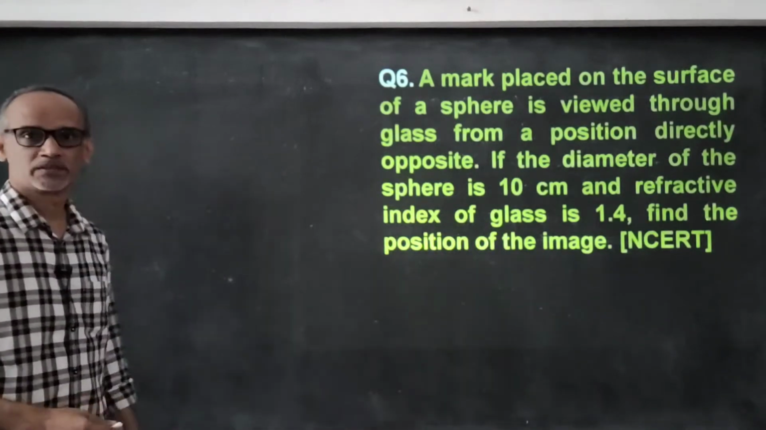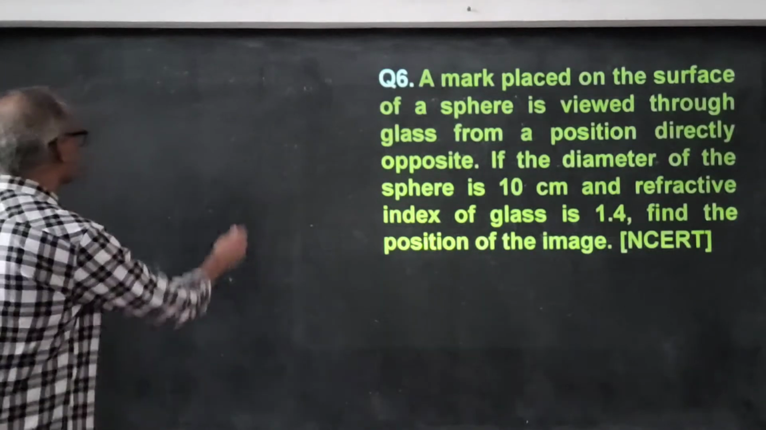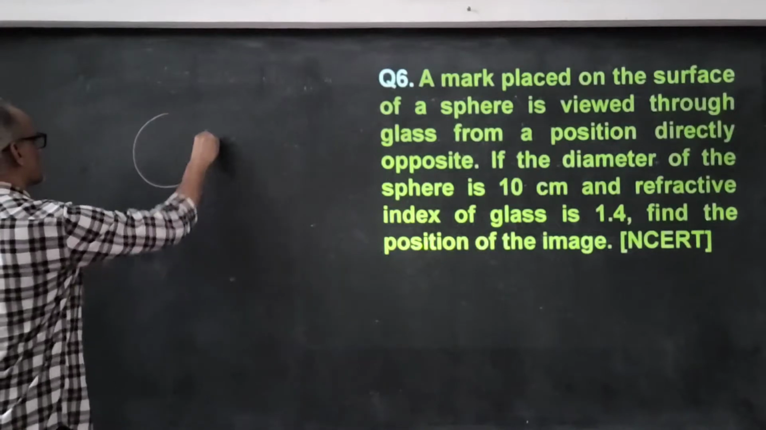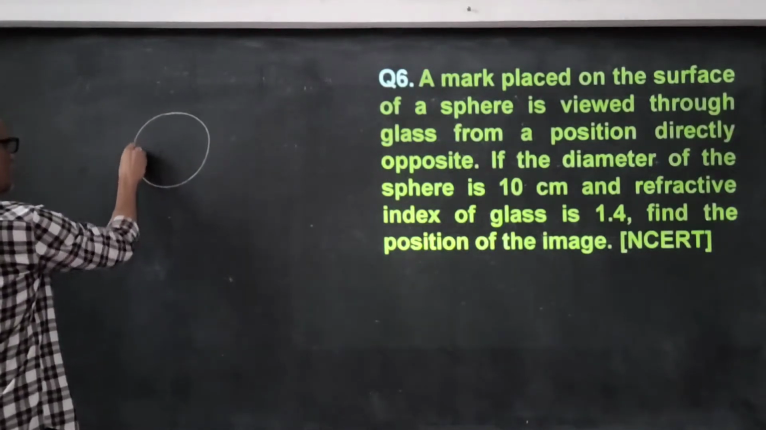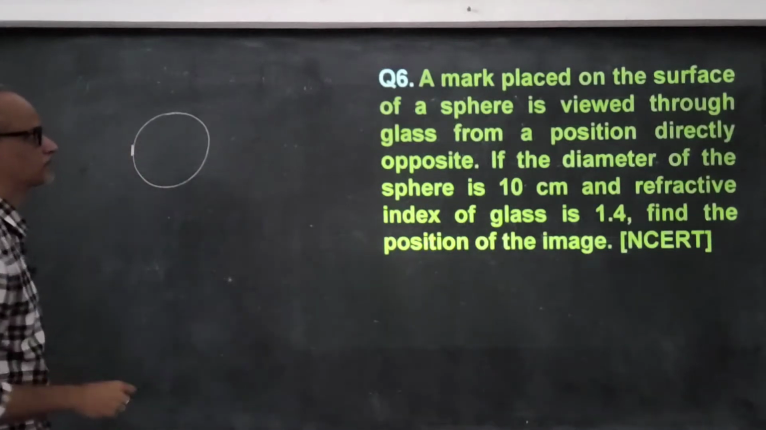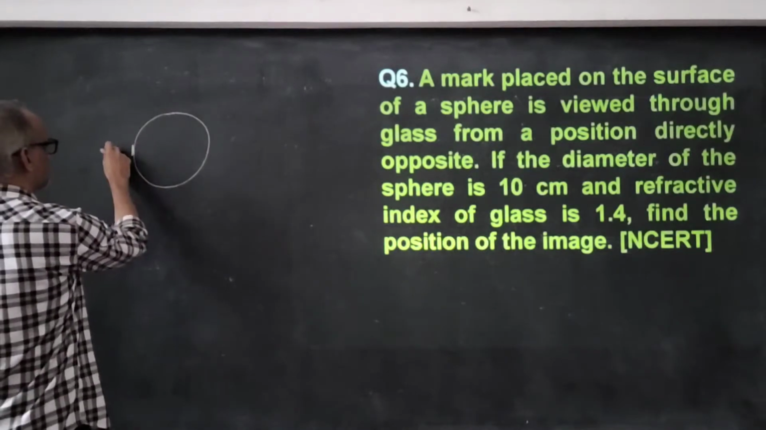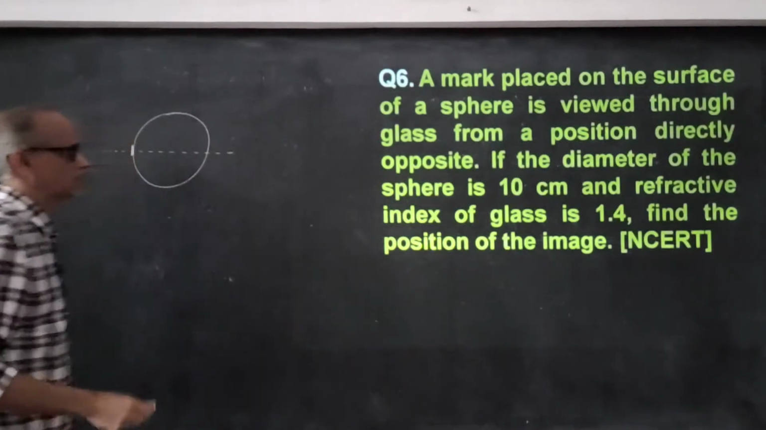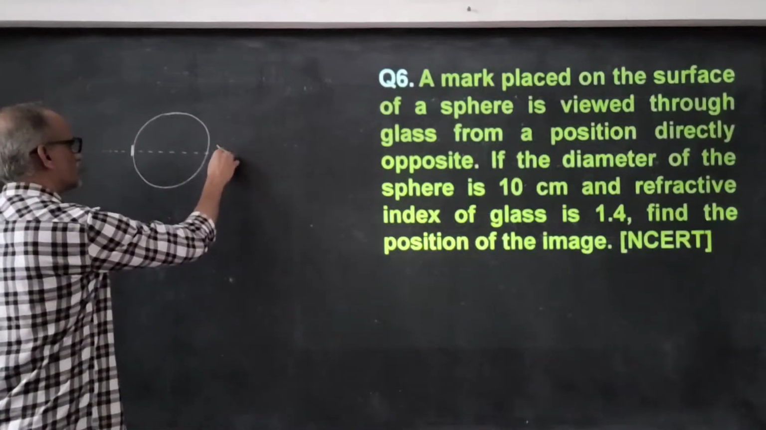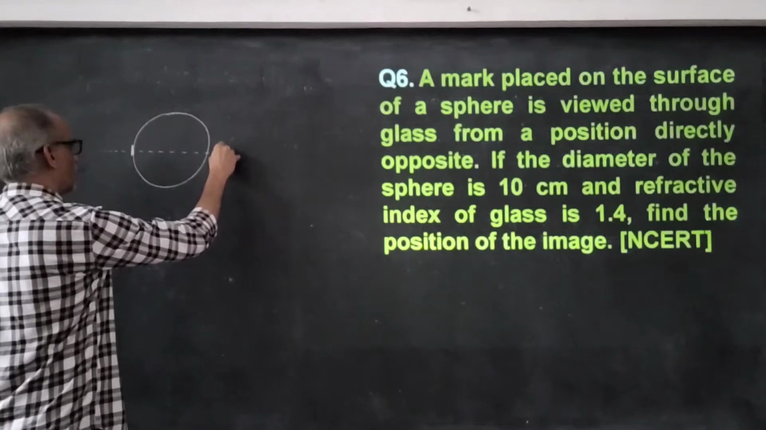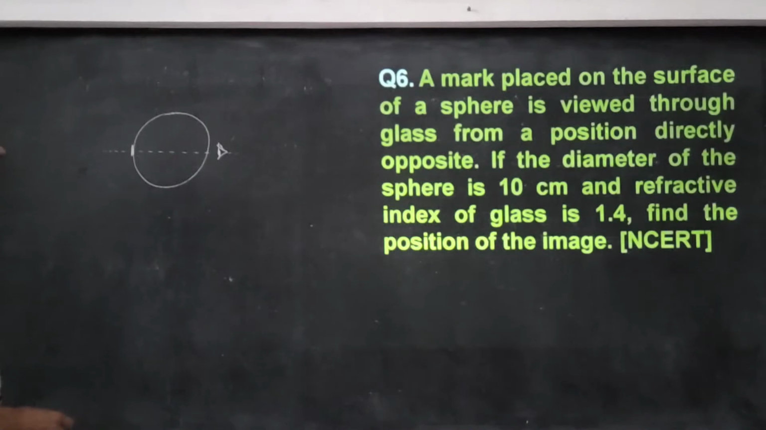So, the question is this: a mark placed on the surface of a sphere. Let us take this is the sphere, and there is a mark here. So, this is that mark. The sphere is viewed through a glass. So, this is a glass sphere, viewed from a position directly opposite. It is viewed from here. So, this is the eye of the observer from a position directly opposite.